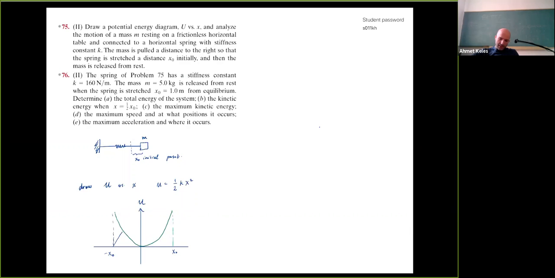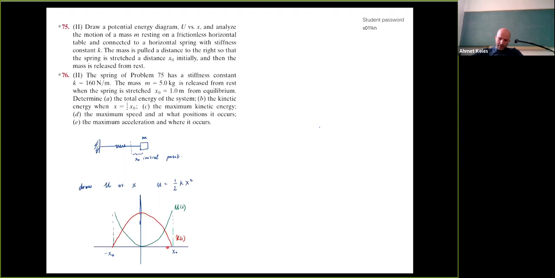Maybe I can use a different color for that too. So let's use red for kinetic energy, and green is U of x. Red is K of x. And so your particle goes back and forth like this. So this is the mass, goes back and forth like this.